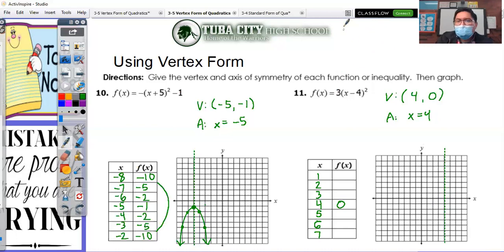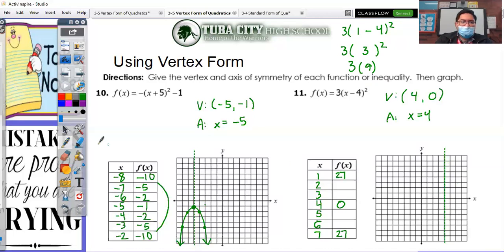So 3x, and our first number is going to be 1. So 1 minus 4 squared. All right, so 1 minus 4 would be -3. We square that, 9, and 3 times 9. It looks like we're going to get 27, which is a really big number. But that's kind of what we expected. We noticed that it's going to be really narrow. So we might actually only get like 3 of these points or so on the graph.